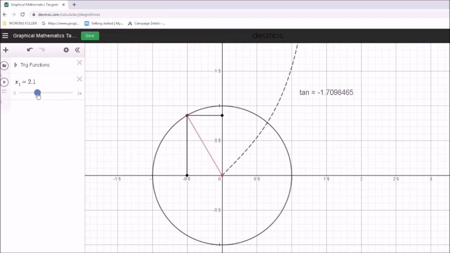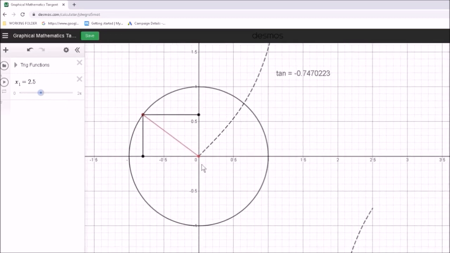And you can see here as we continue working along, you'll see the function actually appearing here in the bottom right. So what's happening here is that as we go to this angle here, so this is the angle along here, this point here 2.5 represents the angle from here all the way round to this point here, and the height here is going to be the value of minus 0.747, which is just this distance here divided by this distance here.